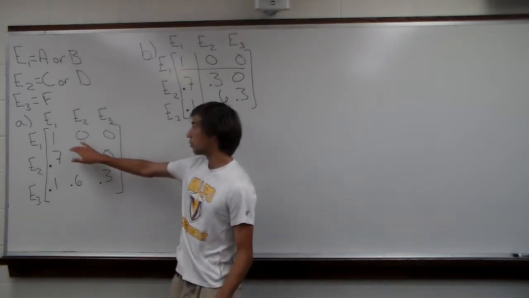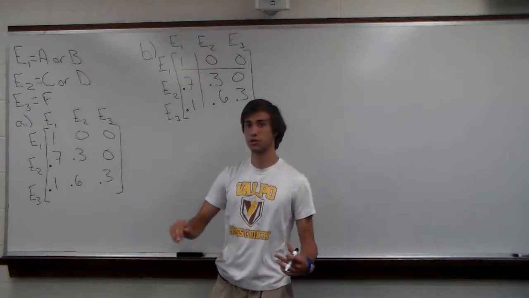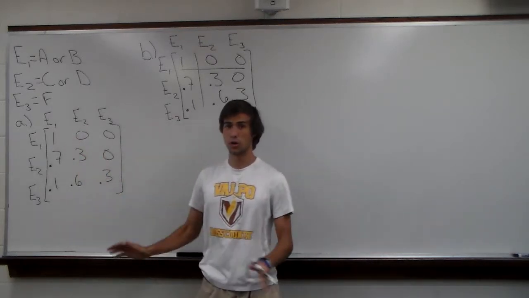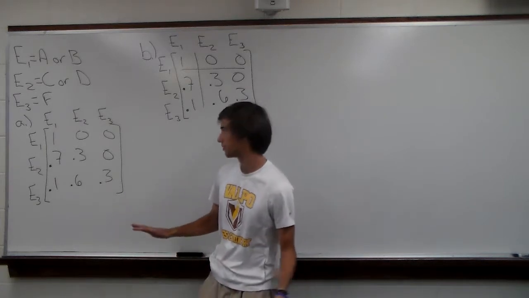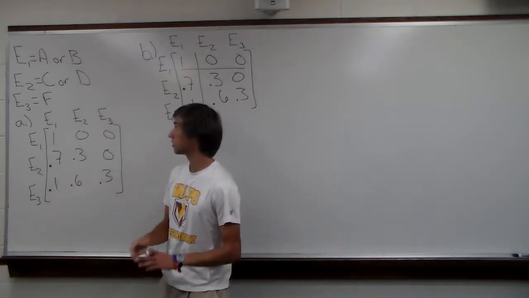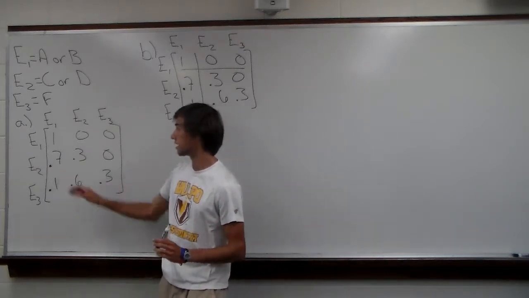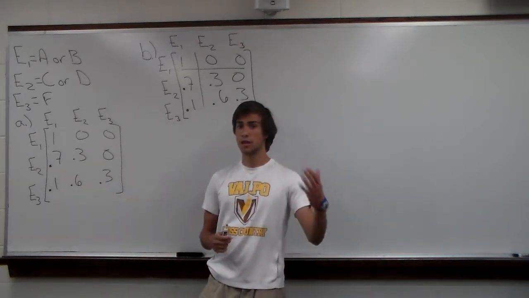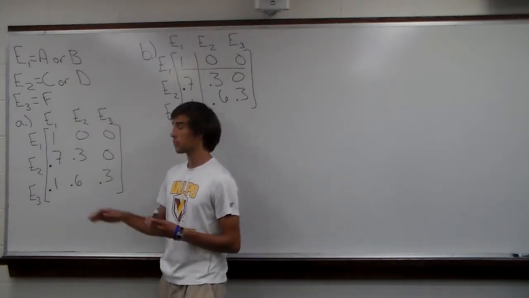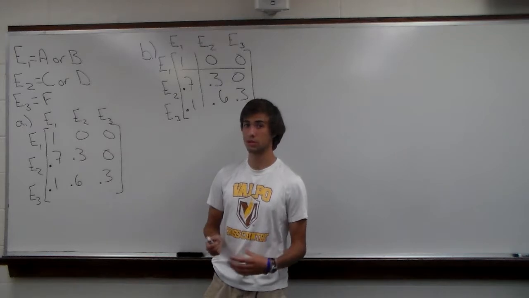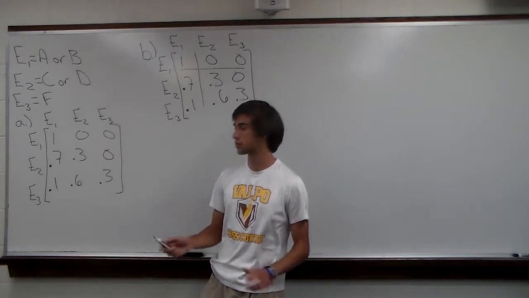So we have 1, 0, 0, because the probability of staying in that state is 1. Once you're there, you're there for good. If you get a C or a D on one of the drafts, then you have a 0.7 probability of getting an A or a B on your next draft. And there's a 0.3 probability that you'll stay at a C or a D on the next draft.